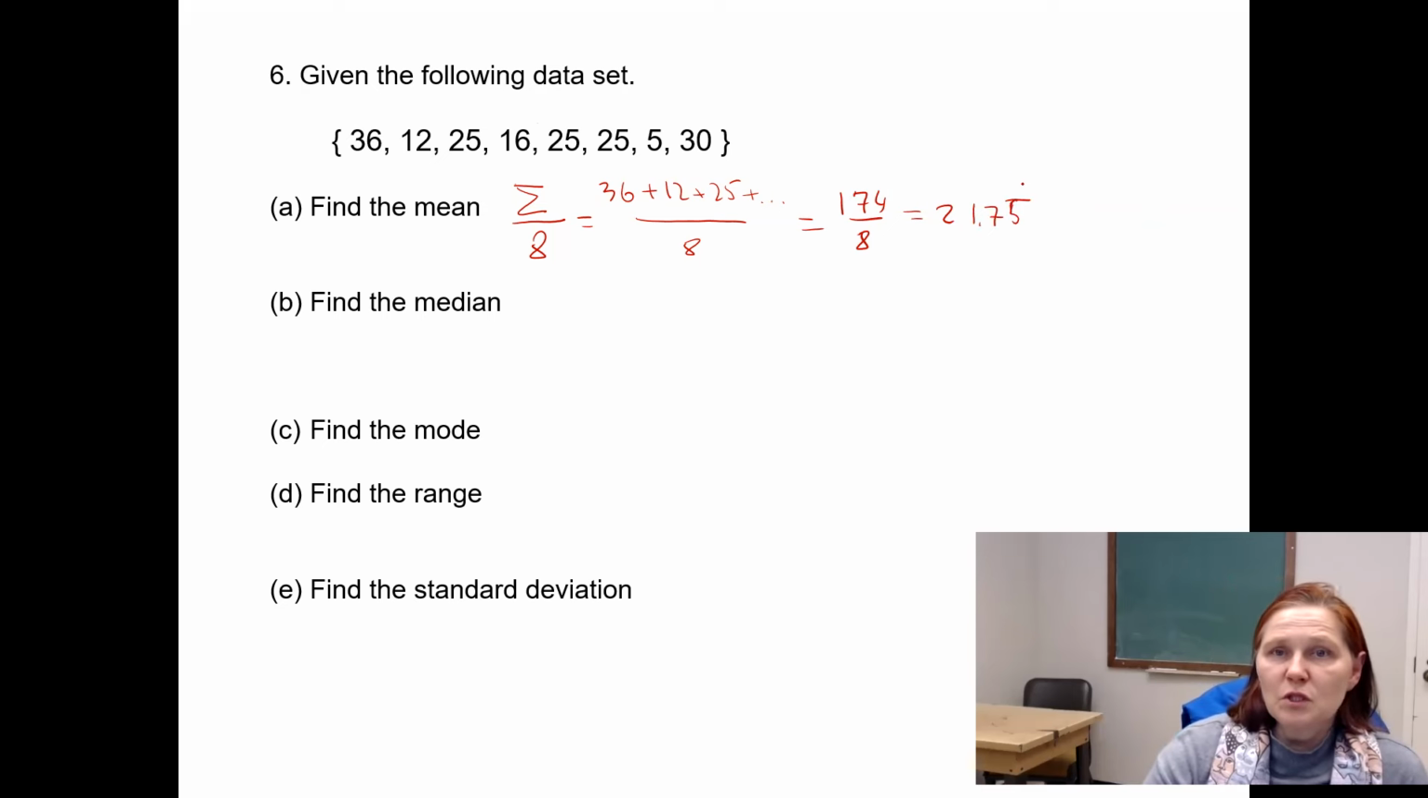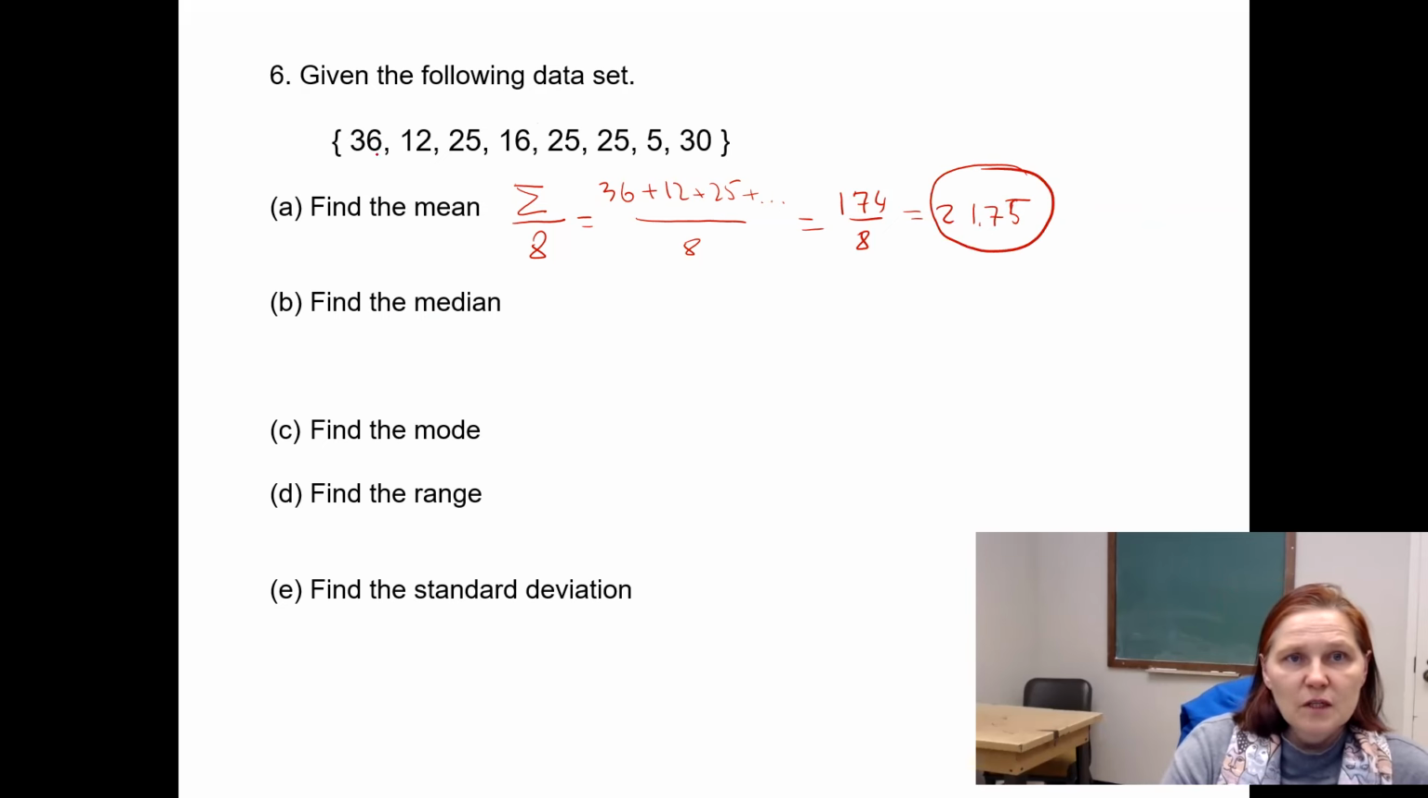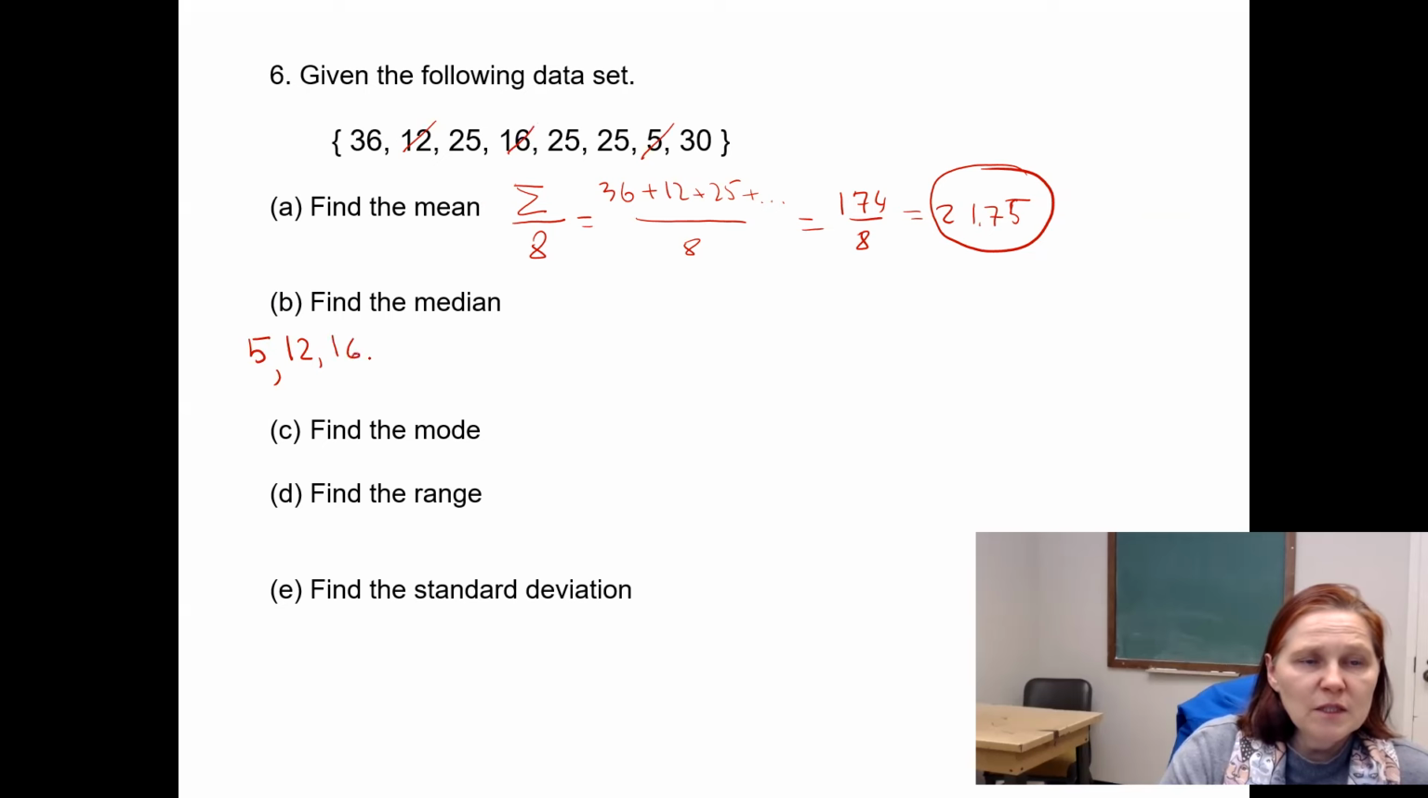Then to find the median, we must arrange the numbers, for example, from the smallest. So 12. Okay, we have also 5 that must be in front of 12. Then next will be 16. Be careful by listing the numbers, don't skip anybody. So then we have 3 times 25. Then we have 30 and 36.